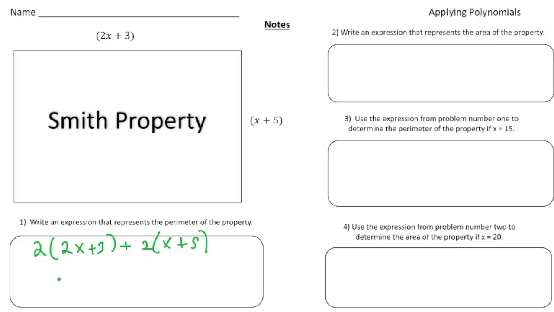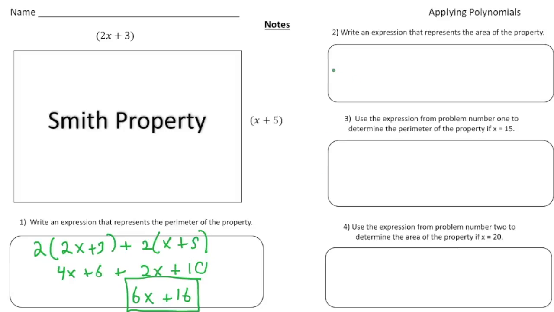Now I need to distribute, so that's going to be 4x plus 6, plus 2x plus 10, and then finally combine the like terms, so 4x and 2x is 6x, and 6 plus 10 is 16. So the expression 6x plus 16 represents the perimeter of the property.